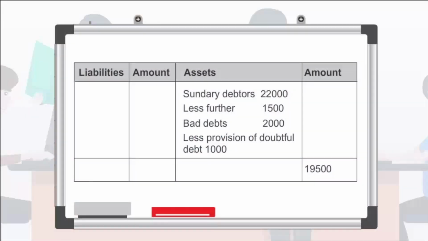Let us take an example where sundry debtors are 22,000, bad debts 2,000 and provision for bad debts is 3,500. Write off further bad debts of 1,500 and create a provision for doubtful debts at 5%.